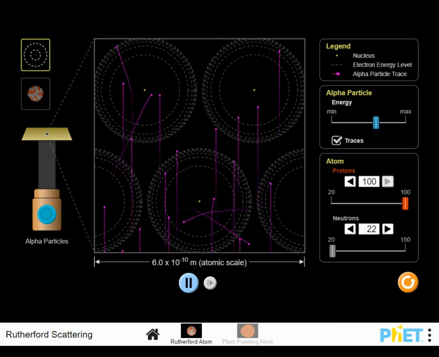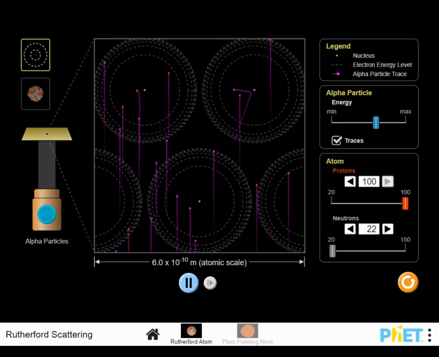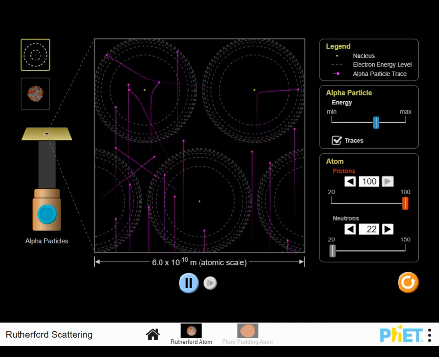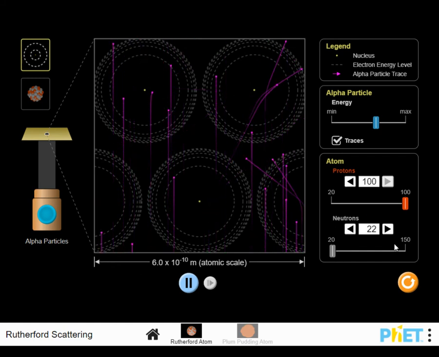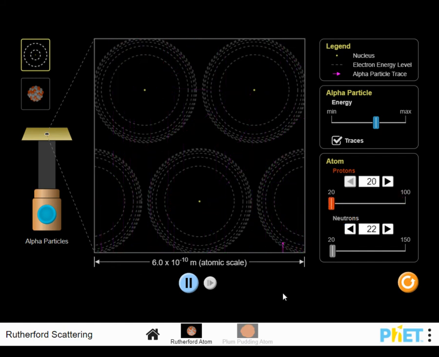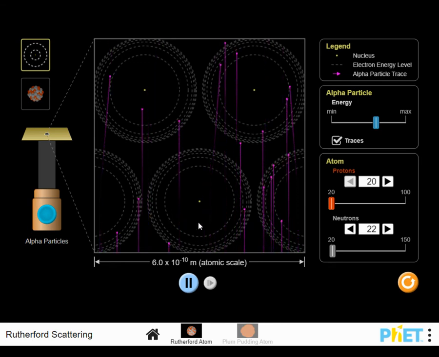Number 4 says repeat the above steps, but now vary how many neutrons are present with the protons. Does this change how the alpha particles travel? All right, so we had 22 neutrons all the time. Let's go back and look at what 20 protons and 22 neutrons look like.